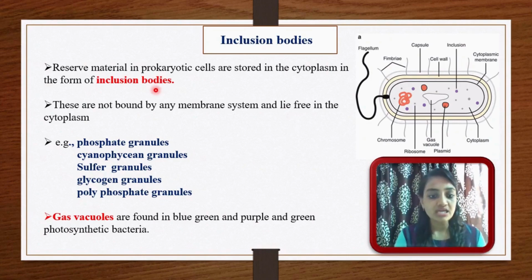Then in some organisms a gas vacuole is also found. Here you can see the gas vacuole, and it is very important in aquatic bacteria because it helps them float on the water. Gas vacuoles are found in blue-green, purple and green photosynthetic bacteria, because these bacteria are found in an aquatic environment and have to move around in the water, and for that purpose the gas vacuole is very important.